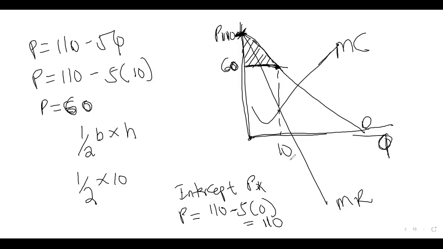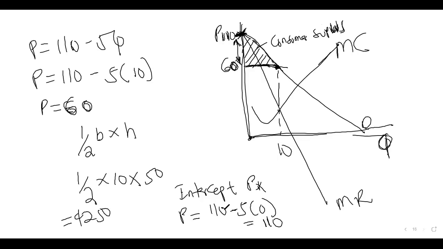So half base, the base is 10, and then the height is the distance between here and here. That is the height. So the distance is 110 minus 60. The distance is 50, all right? So the area will be half base times height, and that will be 250. So the consumer surplus is 250.